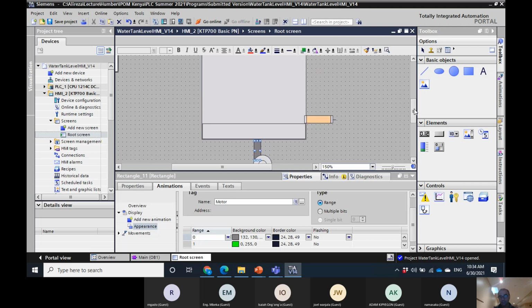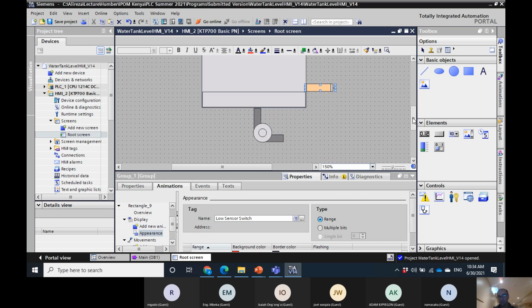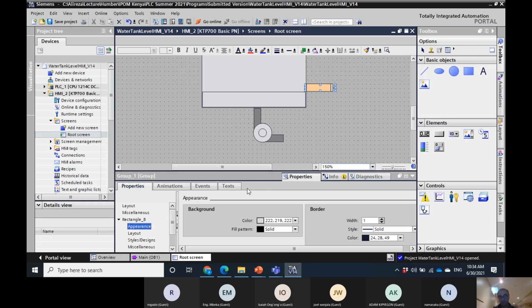Or for example, here, this is a photosensor. Sorry, this is the level sensor. Again, this level sensor, in fact, includes a rectangle.